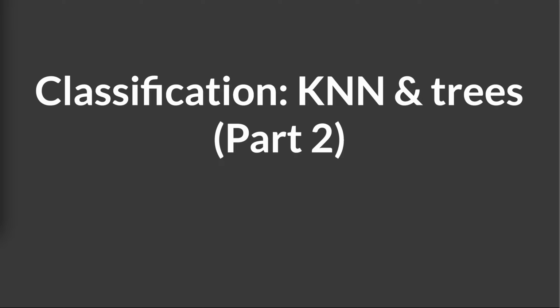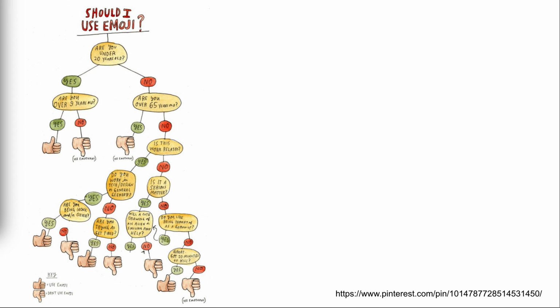In part 2 of this two-part video series, we'll explore non-parametric classification trees. Also known as decision trees, these are common tools both within and beyond technical settings. For example, by starting at the top and following a sequence of yes/no questions, the tree here can help you decide whether or not to use an emoji in a text message.